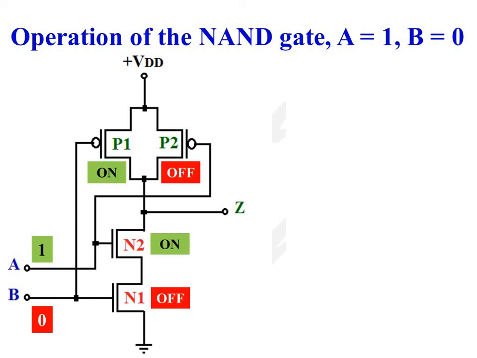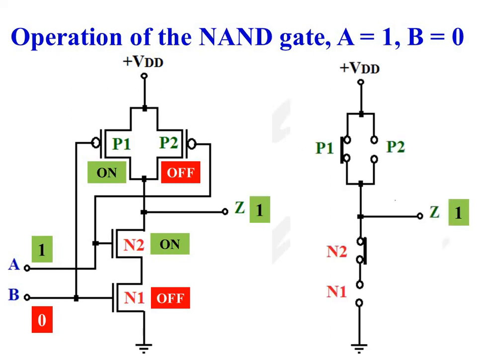So even though N2 is on, as N1 is off, output Z is isolated from ground. Even though transistor P2 is off, as P1 is on, output Z is connected to plus VDD through the on transistor P1. So voltage at output Z is equal to plus VDD, or output Z is existing at logic 1. And this is the equivalent circuit of the CMOS NAND gate when A is equal to 1 and B is equal to 0.